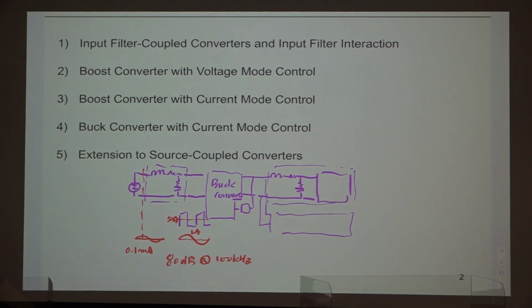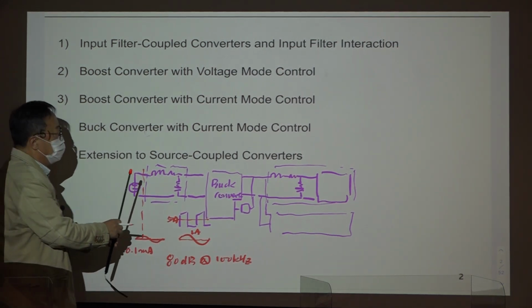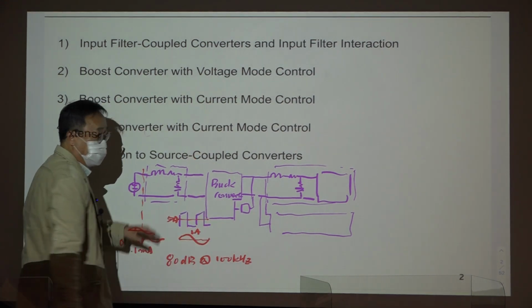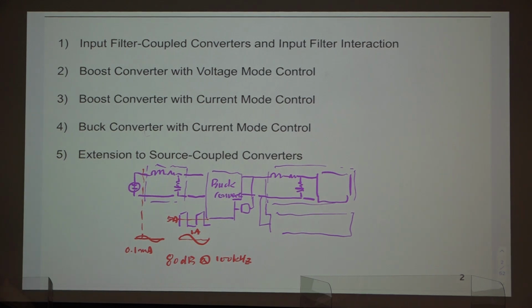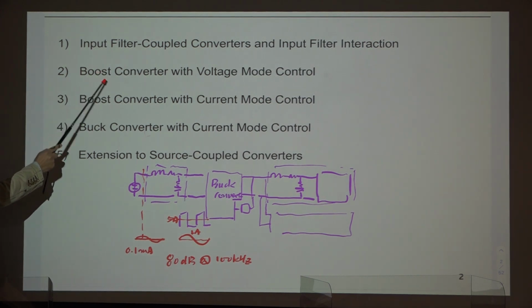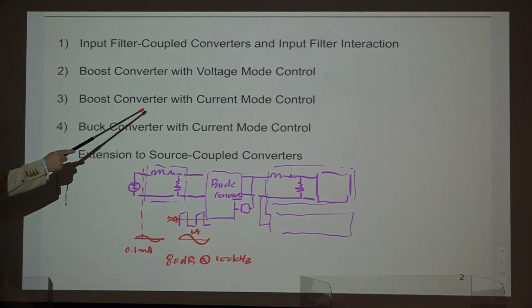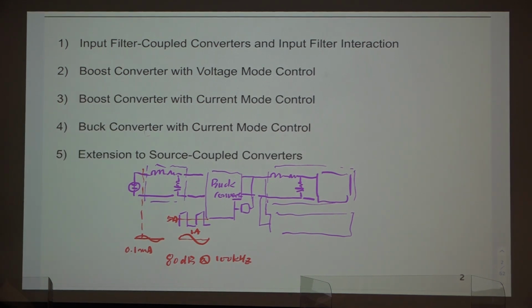So why do we have only 3 examples? Due to the nature of this interaction, the interaction problem can be classified into 3 cases. One is the converter with voltage mode control. When voltage mode control is applied, the result of the analysis for the buck converter, boost converter and buck boost converter is all the same. So we take the boost converter as an example, but the result can be applied to any PWM converter, as long as it employs voltage mode control.